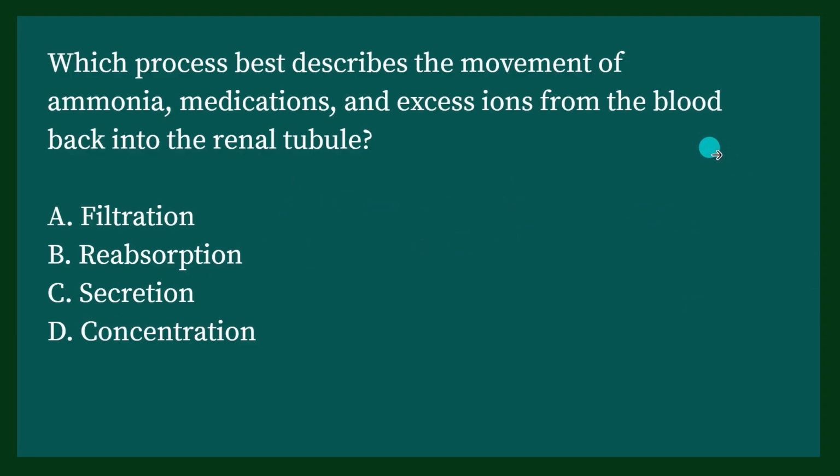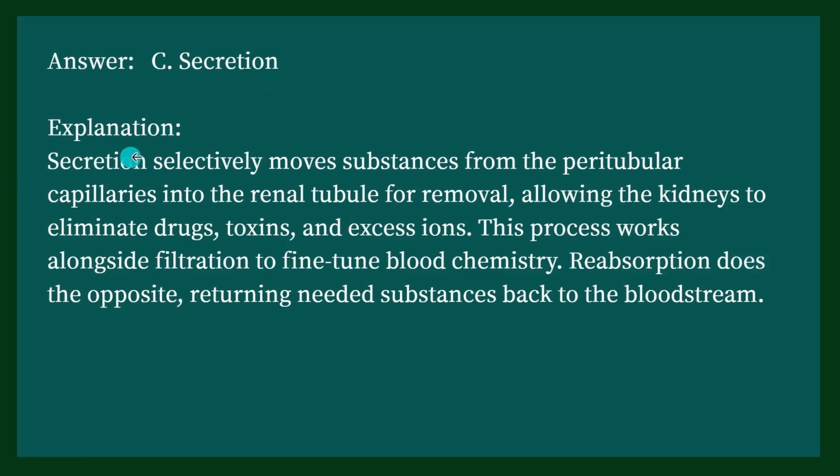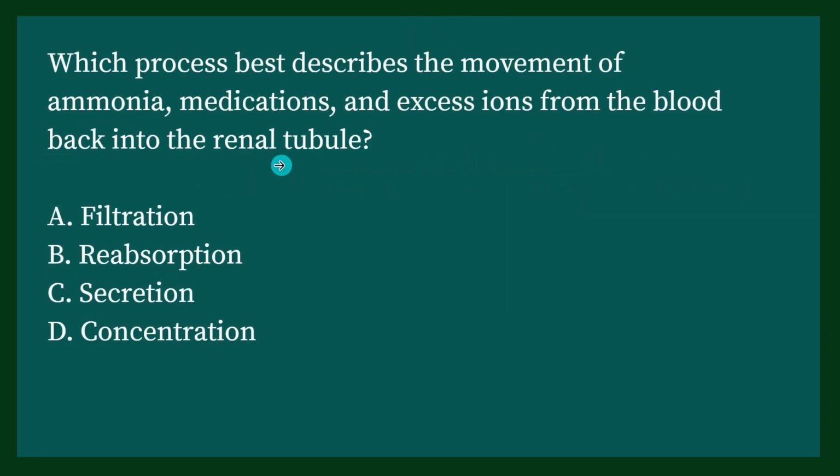Is it C? Yay! Secretion selectively moves substances from the peritubular capillaries into the renal tubule for removal, allowing the kidneys to eliminate drugs, toxins, and excess ions. This process works alongside filtration to fine-tune blood chemistry. Reabsorption does the opposite, returning needed substances back to the bloodstream. So the key thing was that it was the renal tubule, which is stuff leaving the body.